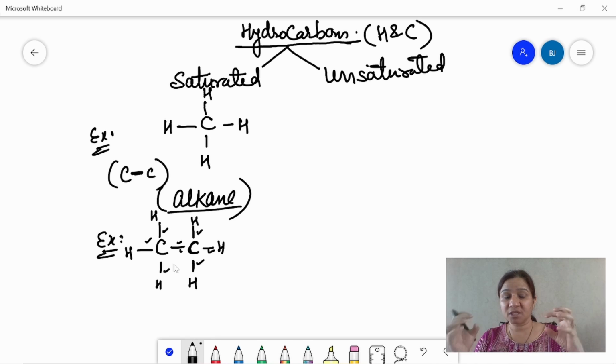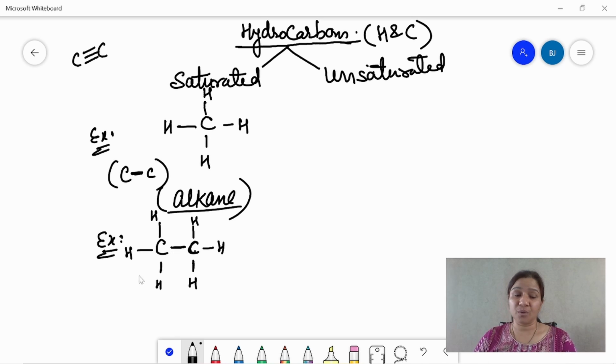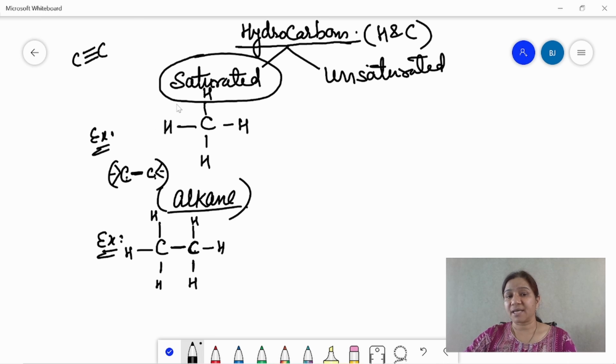If you see carefully, two carbons are connected with each other through a single bond, a double bond, or a triple bond. What is the meaning of single bond? When two carbons are connected by a single line, you will say single bond. When there are two bonds between two carbon atoms, that is called a double bond. When there are three lines between two carbon atoms, you will say a triple bond. Look at this. What type of bond is present between the two carbon atoms? Single. So such a class of compounds where the two carbon atoms are connected through a single bond is known as alkane, and they come under saturated hydrocarbons.